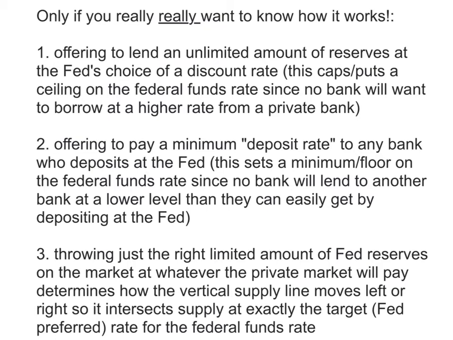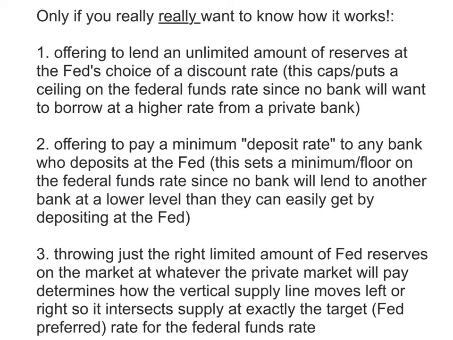Now, by offering a specific discount rate, the Fed effectively caps the ceiling on the federal funds rate, since no bank will want to borrow at a higher rate than the discount rate from a private bank. So it's sort of like the Fed can set an upper limit on the federal funds rate by offering to loan an infinite amount at a certain high rate. Okay, and that's on the diagram there.